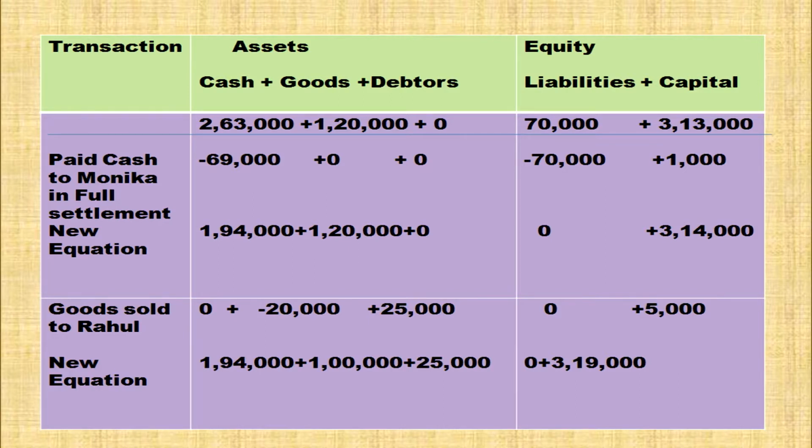Another transaction, goods sold to Rahul. Cost price 20,000. So, that much amount is deducted from the goods column.